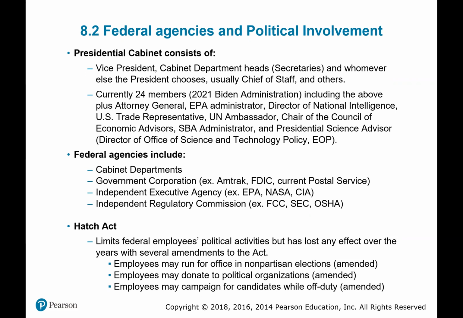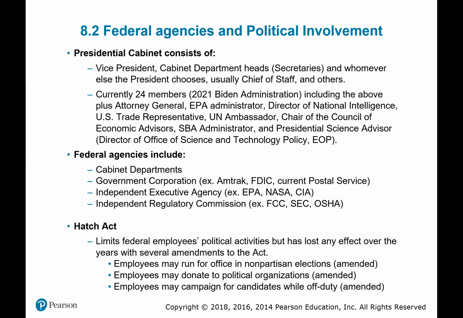It's pretty similar to the Biden administration cabinet, which includes the attorney general, all the secretaries, EPA administrator, director of national intelligence, U.S. trade representative, UN ambassador, that's of course the U.S. ambassador to the UN, chair of the Council of Economic Advisors, SBA administrator, and this is one unique element, the presidential science advisor. So the director of the Office of Science and Technology Policy, part of the executive office of the president, is also part of the cabinet, and no family members.